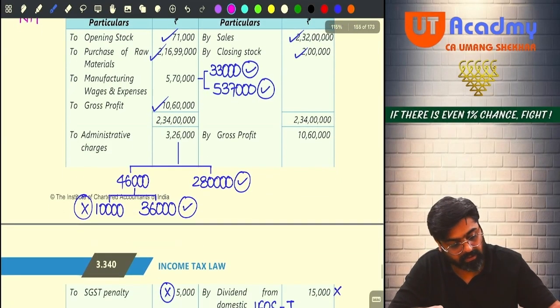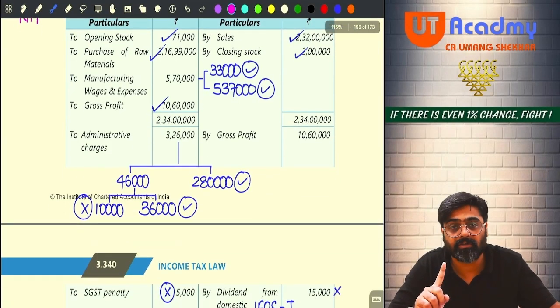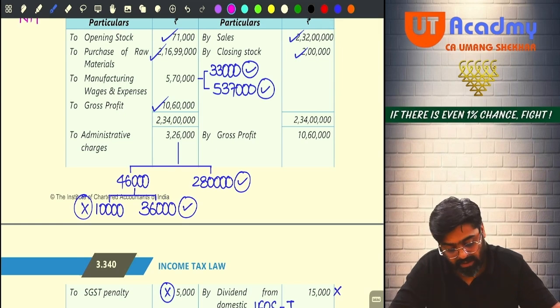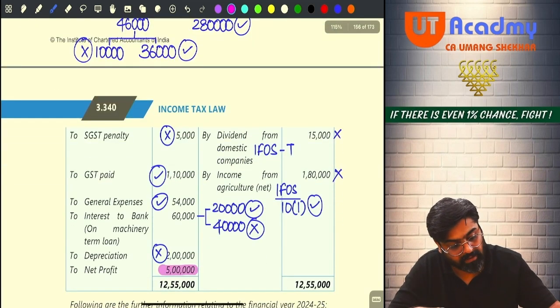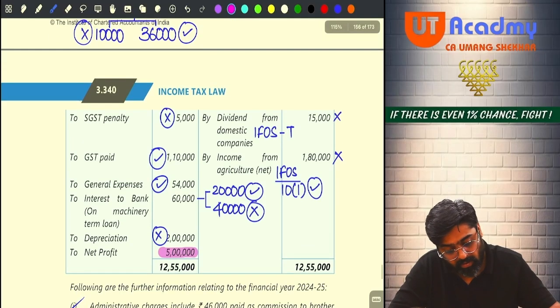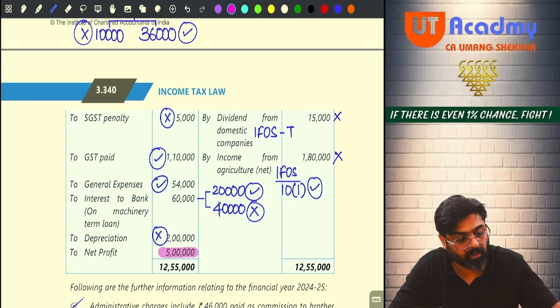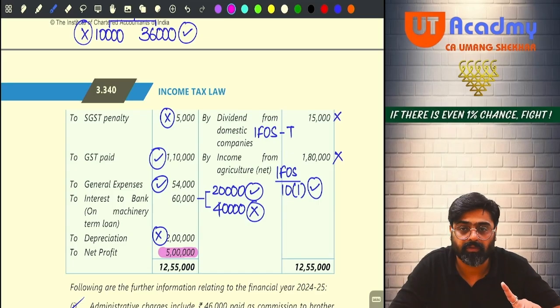You will add 10,000 first. The first expense disallowed is administrative charges. 10,000 add. Then add SGST penalty 5,000. Then you are going to add 40,000 interest. Then you are going to add 2 lakh rupees of depreciation. On your calculator, an amount will be there: 7,55,000.